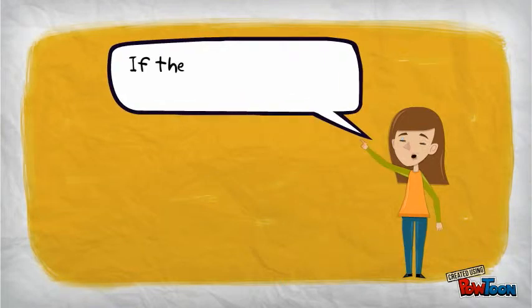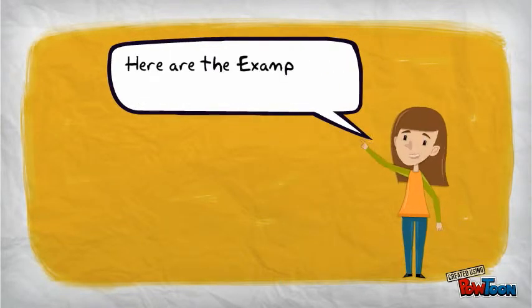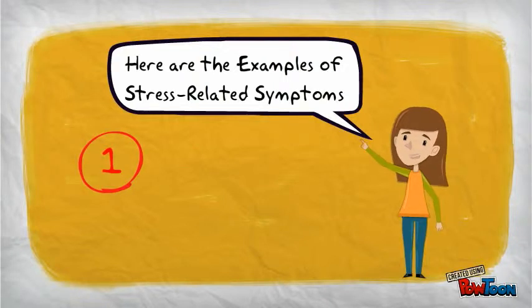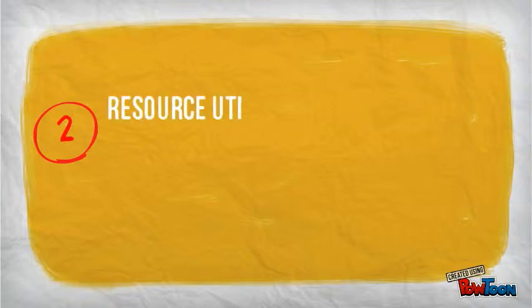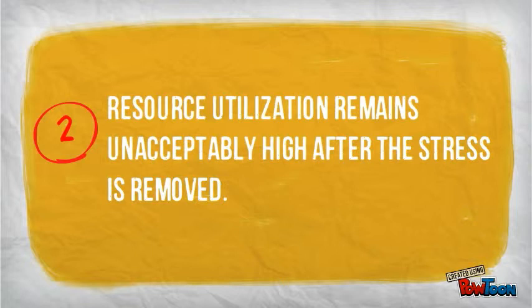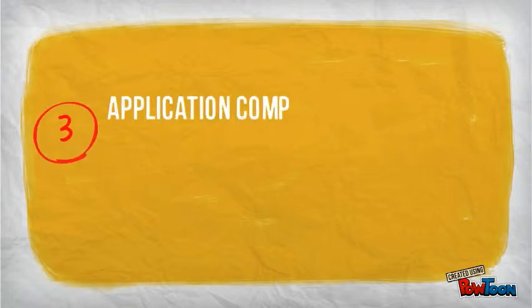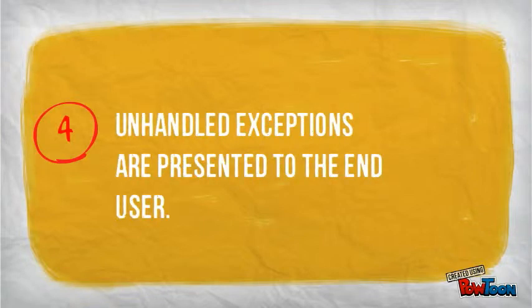If there are conditions, there are symptoms. Here are the examples of stress-related symptoms. First is data is lost or corrupted. Second, resource utilization remains unacceptably high after the stress is removed. Third, application components fail to respond. And last, unhandled exceptions are presented to the end user.